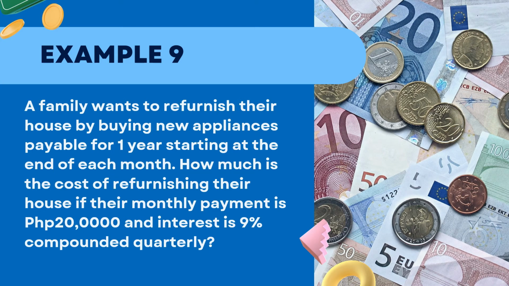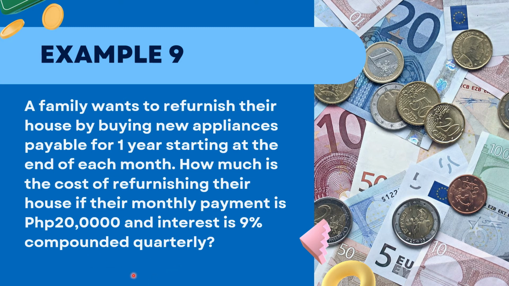Example number 9. A family wants to refurnish their house by buying new appliances payable for 1 year, starting at the end of each month. How much is the cost of refurnishing their house if their monthly payment is 20,000 pesos? And interest is 9% compounded quarterly.